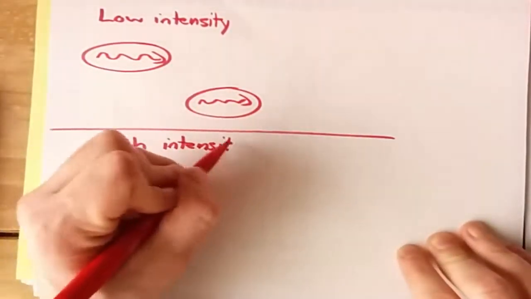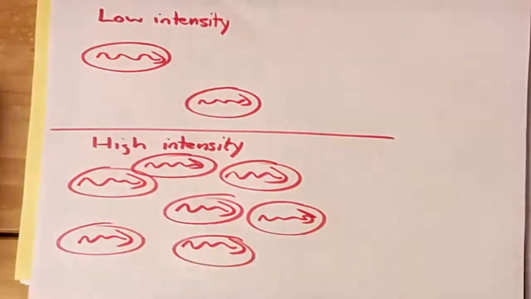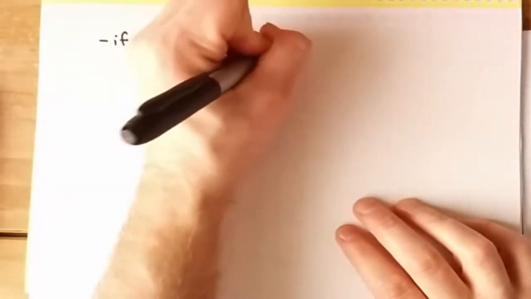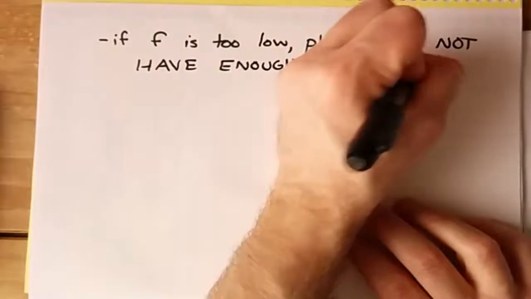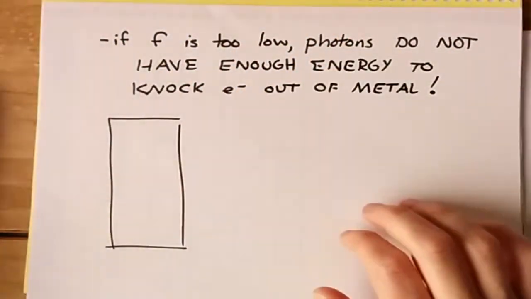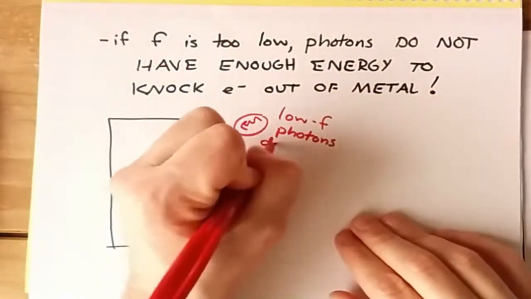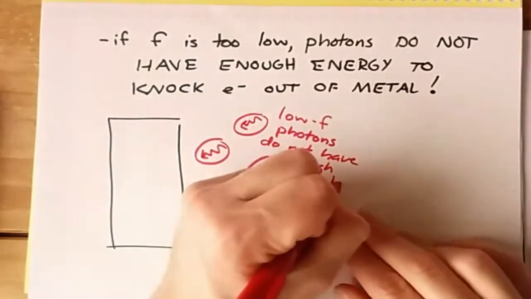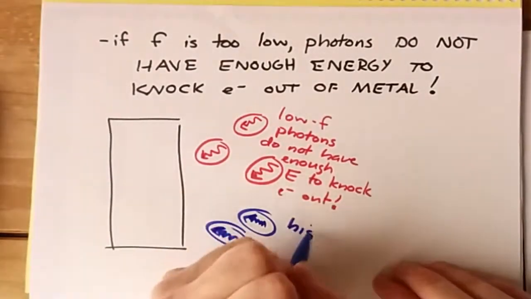Let's see how this relates to Millikan's experiment. So in Millikan's experiment, he saw that below a critical frequency of light, no electrons are emitted from the metal. Einstein's model explains this. In Einstein's model, below the critical frequency, the photons do not have enough energy to knock the electrons out of the metal. Each photon does not have enough energy to eject an electron. Above the critical frequency, each photon has enough energy to knock an electron out of the metal.